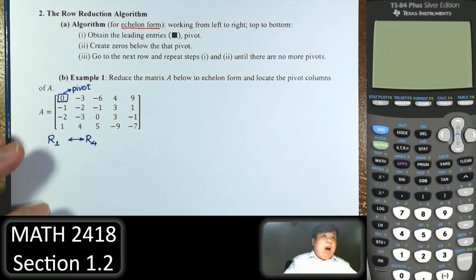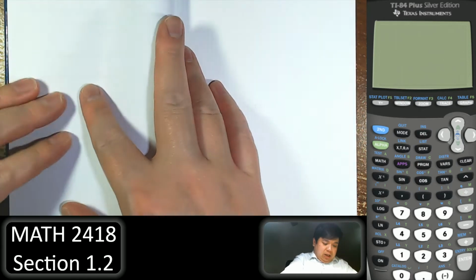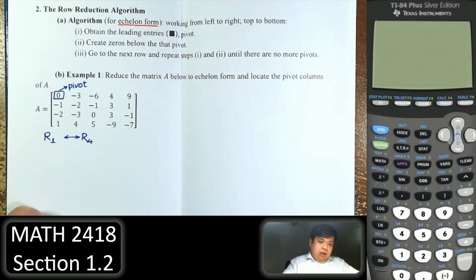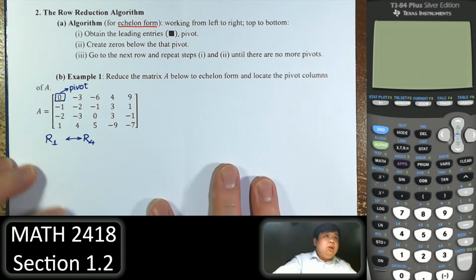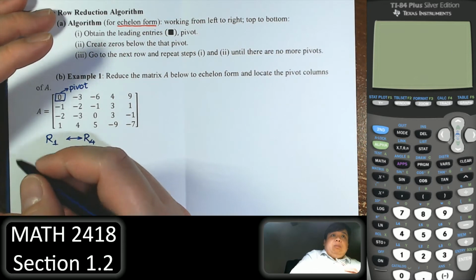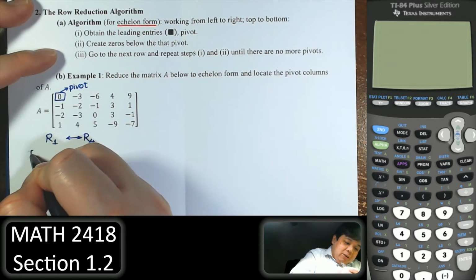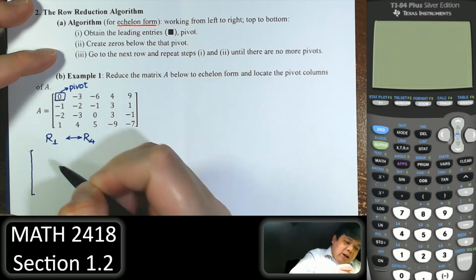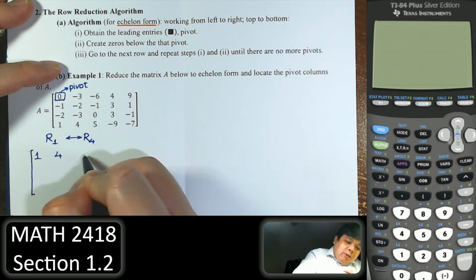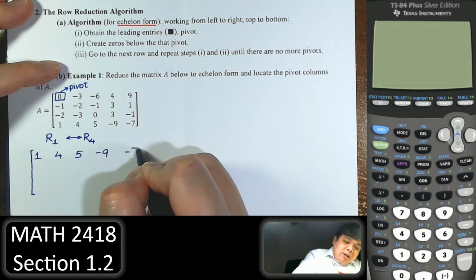By the way, I don't know how long this is from. I just folded the page in half in case we need more space. Right, so swap row 1 and row 4. That's easy. By the way, I'm going to do it by hand, and then we're going to use the calculator. So we swap row 1 and row 4. So row 4 is 1, 4, 5, -9, -7.